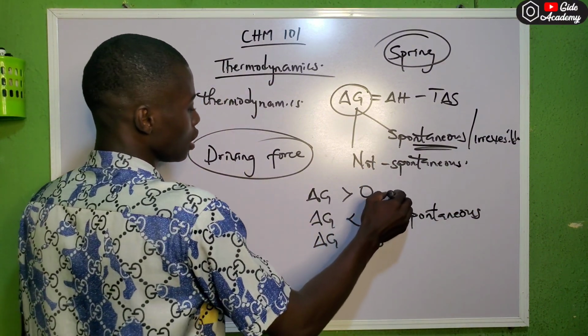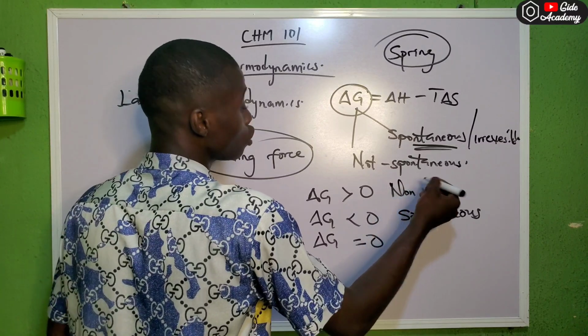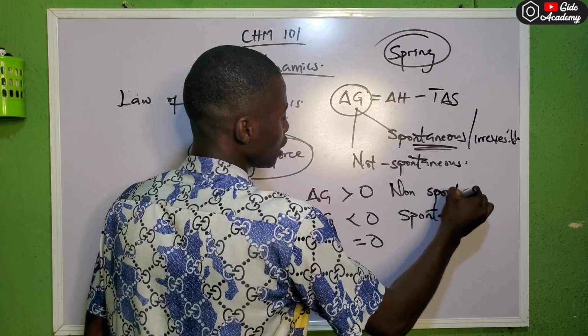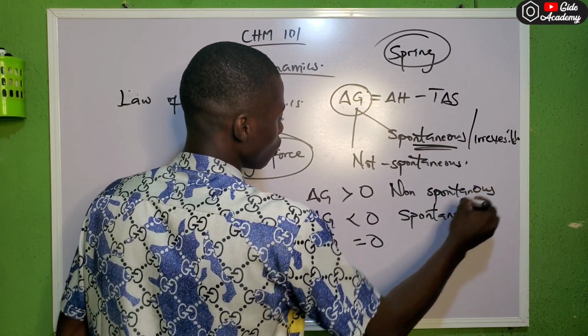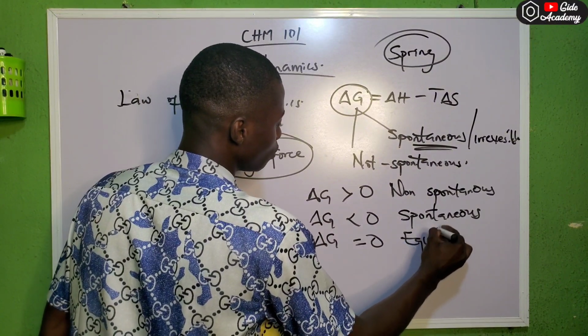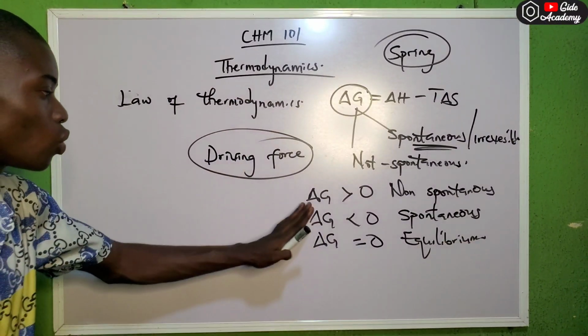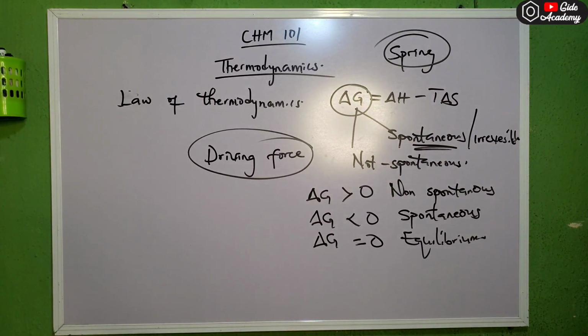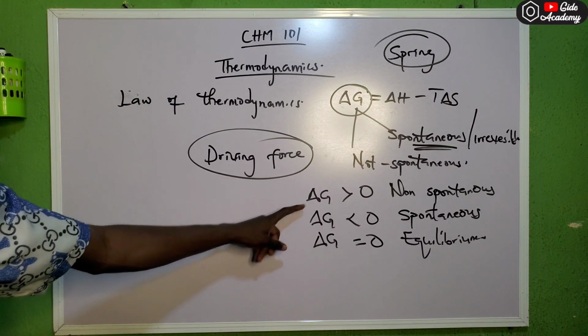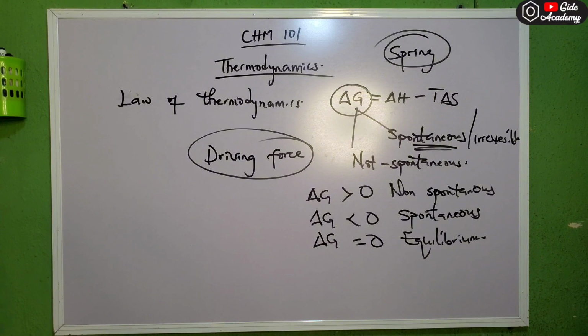If it is greater than 0, we say it is not spontaneous. Then if delta G is equal to 0, we can now say the reaction is at what? Equilibrium. So I can also twist this again. A question might come in this format: if delta G is negative, is it spontaneous or non-spontaneous?